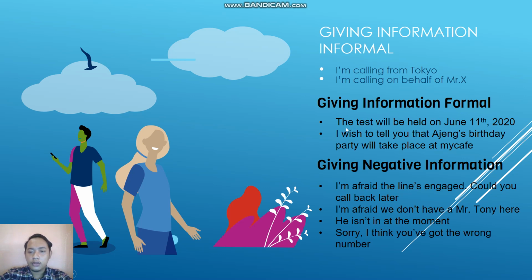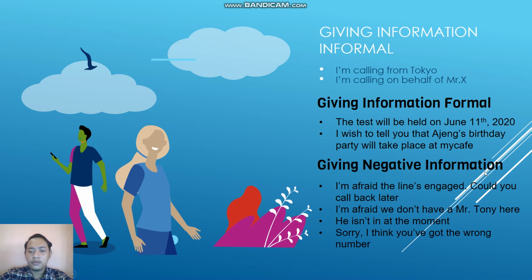When formal, you can use examples like: The test will be held on June 11, 2020. I wish to tell you that Ajeng's birthday party will take place at my cafe. So from these you can see, I wish to tell you, the test will be held, is the formal part.